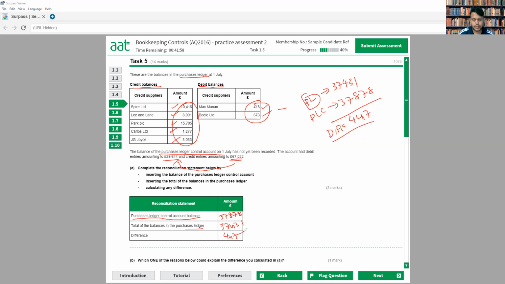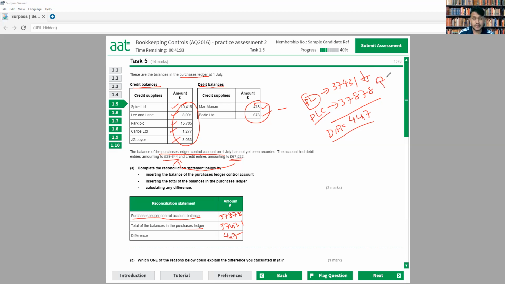Okay, now what could be the possible reason? We have to be very careful with that. I have a lesson on how to find out the reason for the reconciliation. Watch that video, it will help you understand more. But here you can see my purchase ledger balance is lower and my purchase ledger control balance is higher.